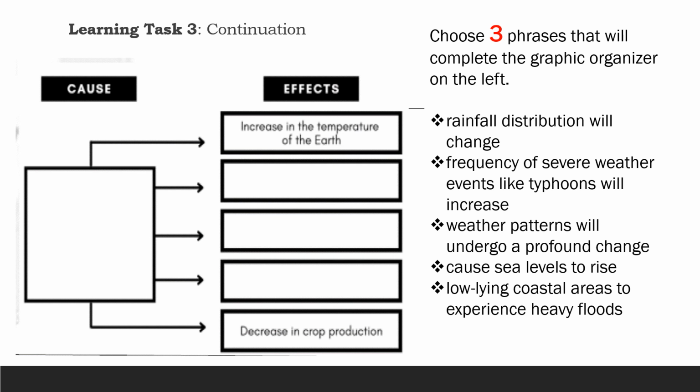So, direction says, choose 3 phrases that will complete the graphic organizer on the left. I have listed here 5 phrases taken from the selection global warming, and then you're going to choose the 3 most important phrases. Again, choose 3 most important phrases based from the selection. So, here naman on the square sa cause, answer this question. What environmental issue is being discussed in the essay? So again, let this slide be your guide in answering Learning Task 3.